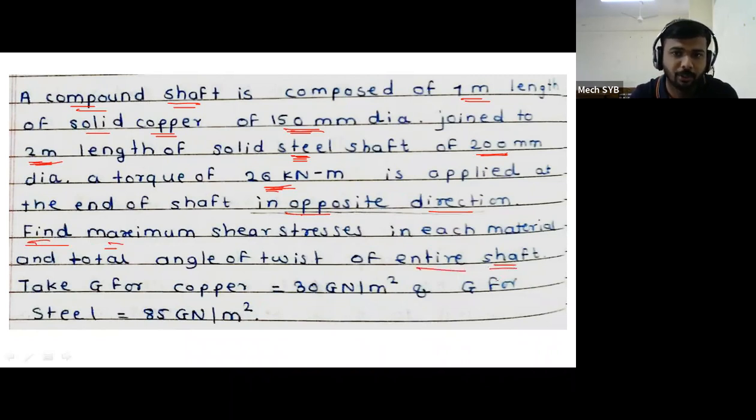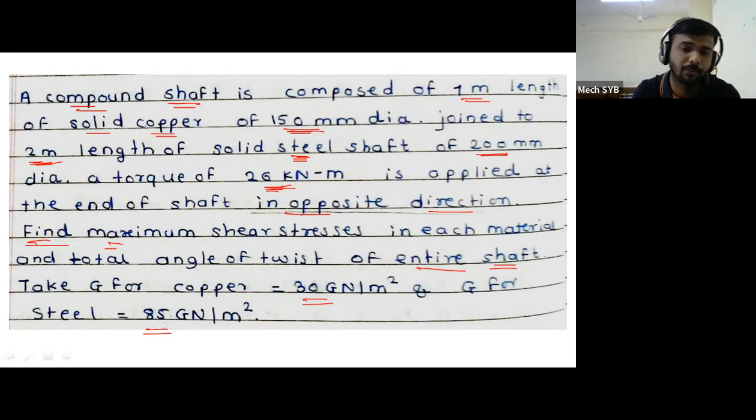Whatever due to the T amount, this 26 kilonewton meter torque is applied, some amount of twisting is taking place. That total angle of twist of the entire shaft we have to calculate. Take G for the copper as 30 giganewton per meter square and G for steel material as 85 giganewton per meter square. Okay, so these are the values.